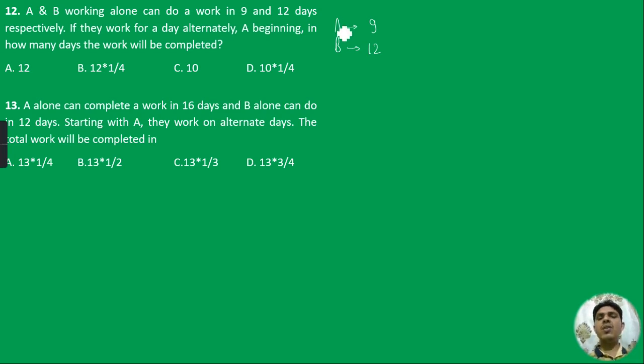So students, the alternate days concept is again very important. What is to be done? First of all, find the LCM of 9 and 12. LCM will be 36. Consider 36 units as the complete work. Now, one day work of A will be 36 divided by 9, that is 4 units per day. And one day work of B will be 36 divided by 12, that is 3 units per day.